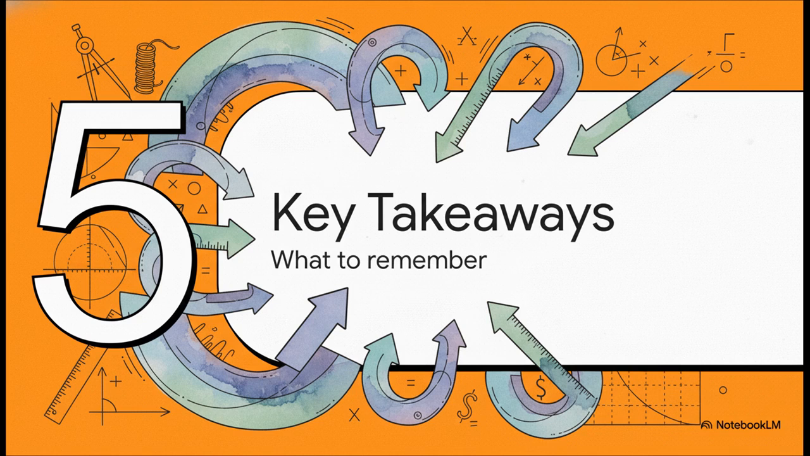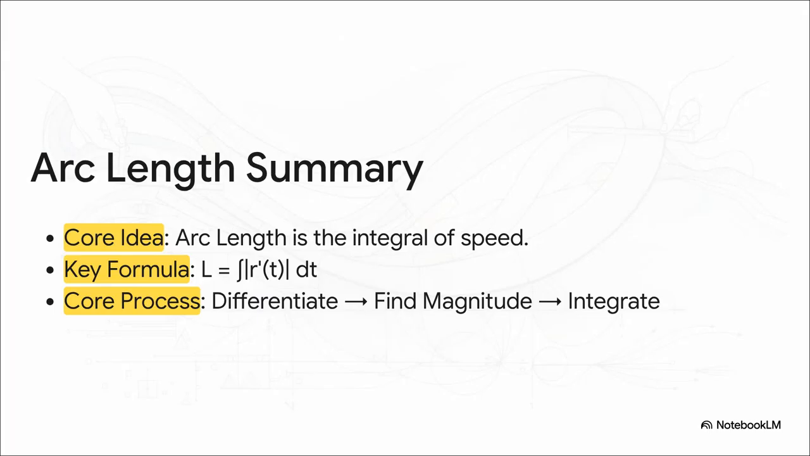So let's zoom out and boil it all down to the absolute essential things you've got to take away from this. Okay, here it is. If you forget everything else, remember this. The core idea is that arc length is just the integral of speed. It's just distance equals speed times time in calculus form. The key formula you'll use is the integral of the magnitude of r prime of t. And the process is always a simple three-step dance. Differentiate to get velocity, find the magnitude to get speed, and then integrate to get the final length. Differentiate, magnitude, integrate. That's the mantra.